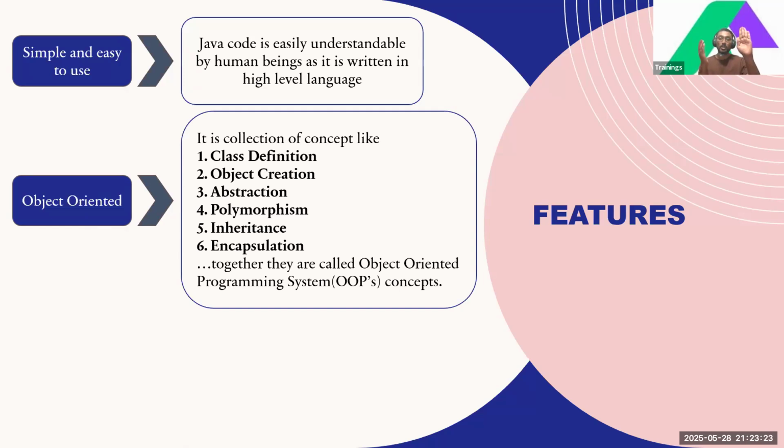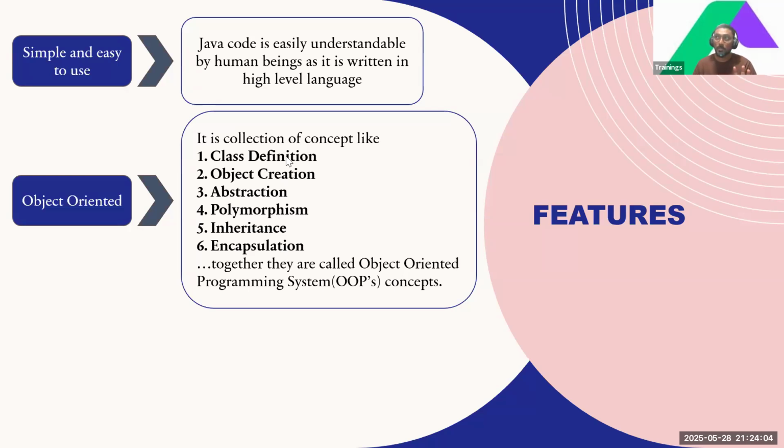5G is one of the technologies. Any phone that supports 5G becomes a 5G phone. Similarly, object oriented is one of the concepts, which contains these subtopics: class definition, object creation, abstraction, polymorphism, inheritance, and encapsulation. These are the sub concepts of object oriented, and we have separate topics for each of them that we are covering as part of the syllabus. These are the concepts that Java supports, so Java becomes object oriented.